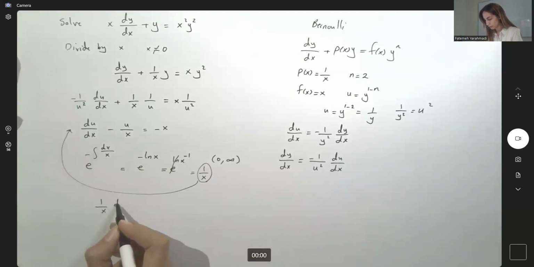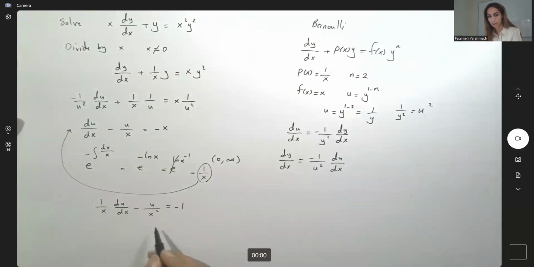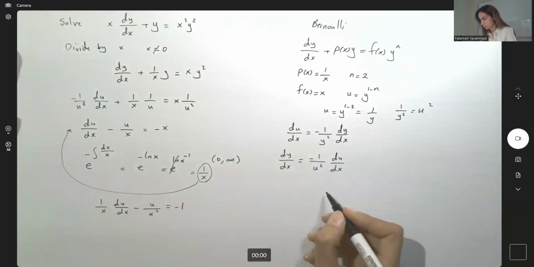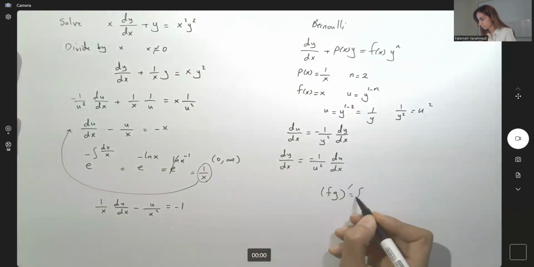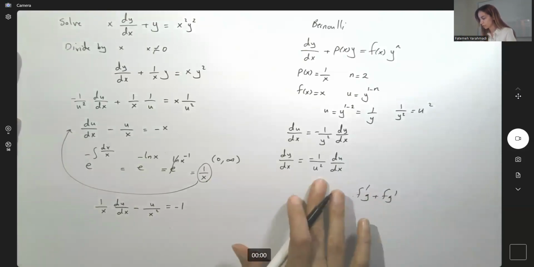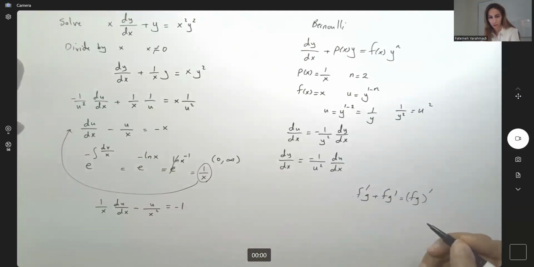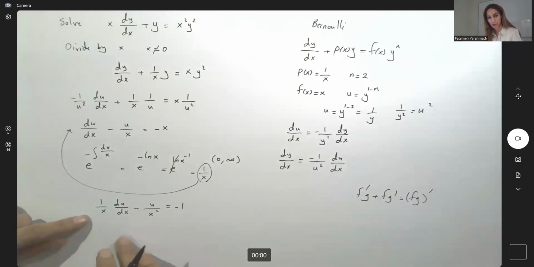So 1 over x du over dx minus u divided by x squared equals negative 1. But what is it on the left-hand side that we see here? Remember that if you have the derivative of fg, it is f prime g plus f g prime. You can write f prime g plus f g prime in compact form as the derivative of fg, which is basically what is happening here. 1 over x, the derivative is negative 1 over x squared. And here you have u, so the derivative of u with respect to x is just du over dx.